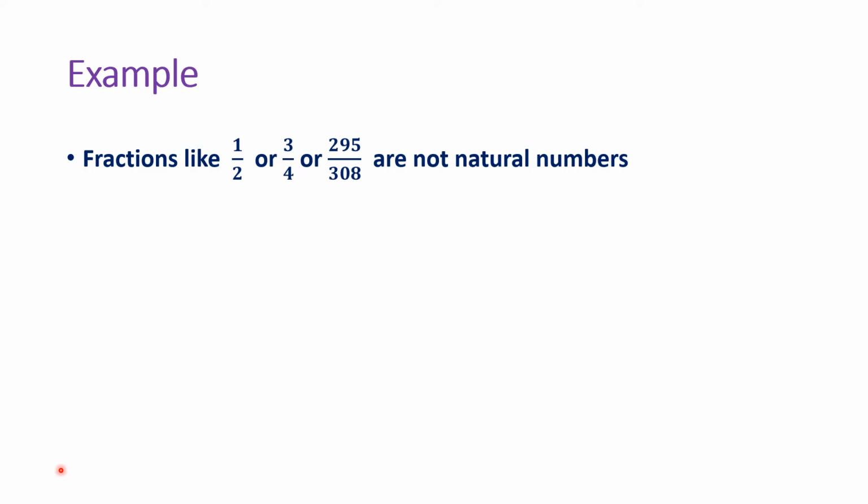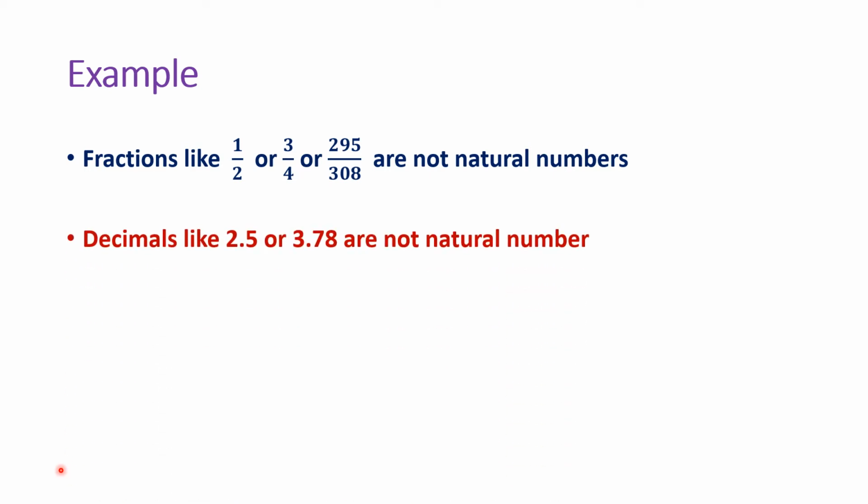Next, what do we have? Decimals. So decimals like 2.5, 3.78, 8.95, they are not natural numbers. So if they ask you whether this is a natural number, you will say no. Decimals are not natural numbers because they come in between two natural numbers, like 2 and 3. Between 2 and 3 you have 2.5. So it is not a natural number because it is neither 2 nor 3. So that is why the fractions, because they lie in between natural numbers, we don't consider them as natural numbers.